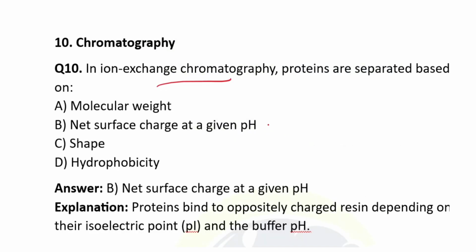Now next. In ion exchange chromatography, proteins are separated based on molecular weight, no. Net surface charge at a given pH, yes. No shape, no hydrophobicity. So ion exchange chromatography is dependent on the net surface charge at a given pH. So protein binds to oppositely charged resin depending on the isoelectric point and the buffer pH. So this is an important type of chromatography which is based on the isoelectric point of the protein to be separated. So this is all for today.